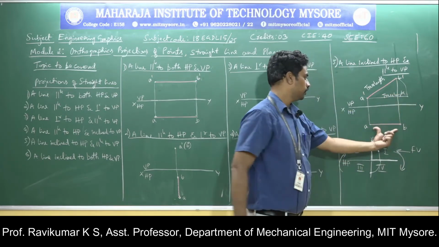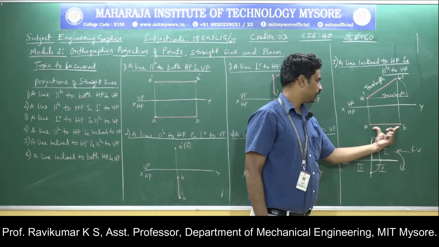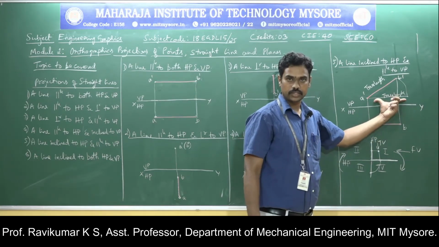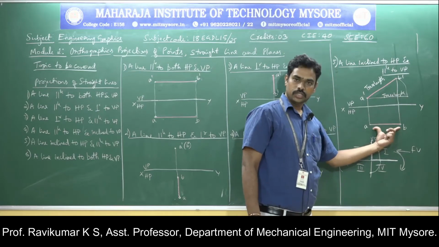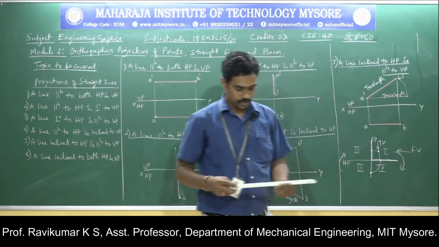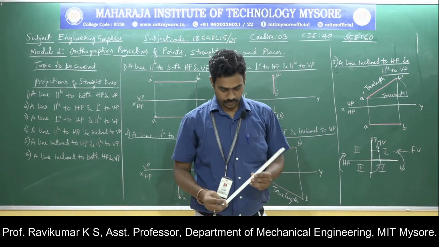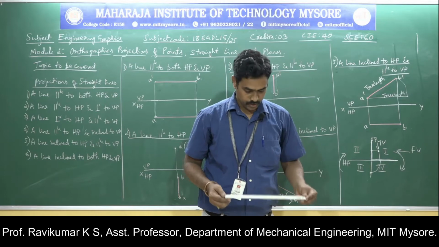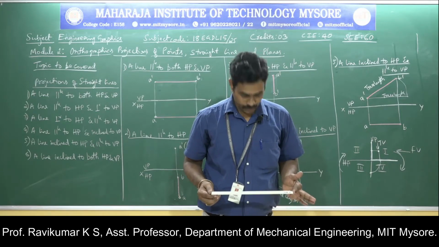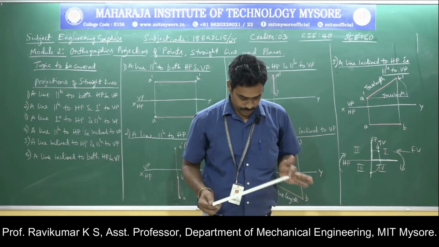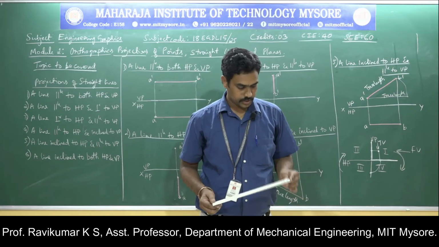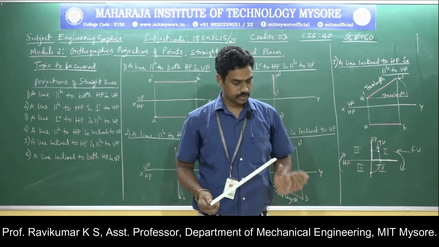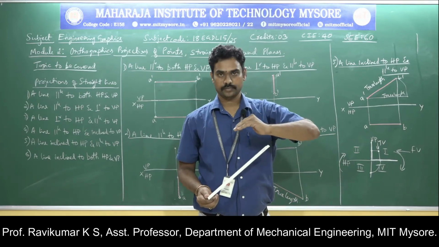But in the top view, the length is shortened. It should be something like this amount, but in the top view it will be shortened. Why is it shortened? Because of the inclination, you will not get the original length. In this position, it is parallel to HP, so you will get the original length. But in this position, it is rotating, that means it has a curve here, and curve means it will be shortened like this.